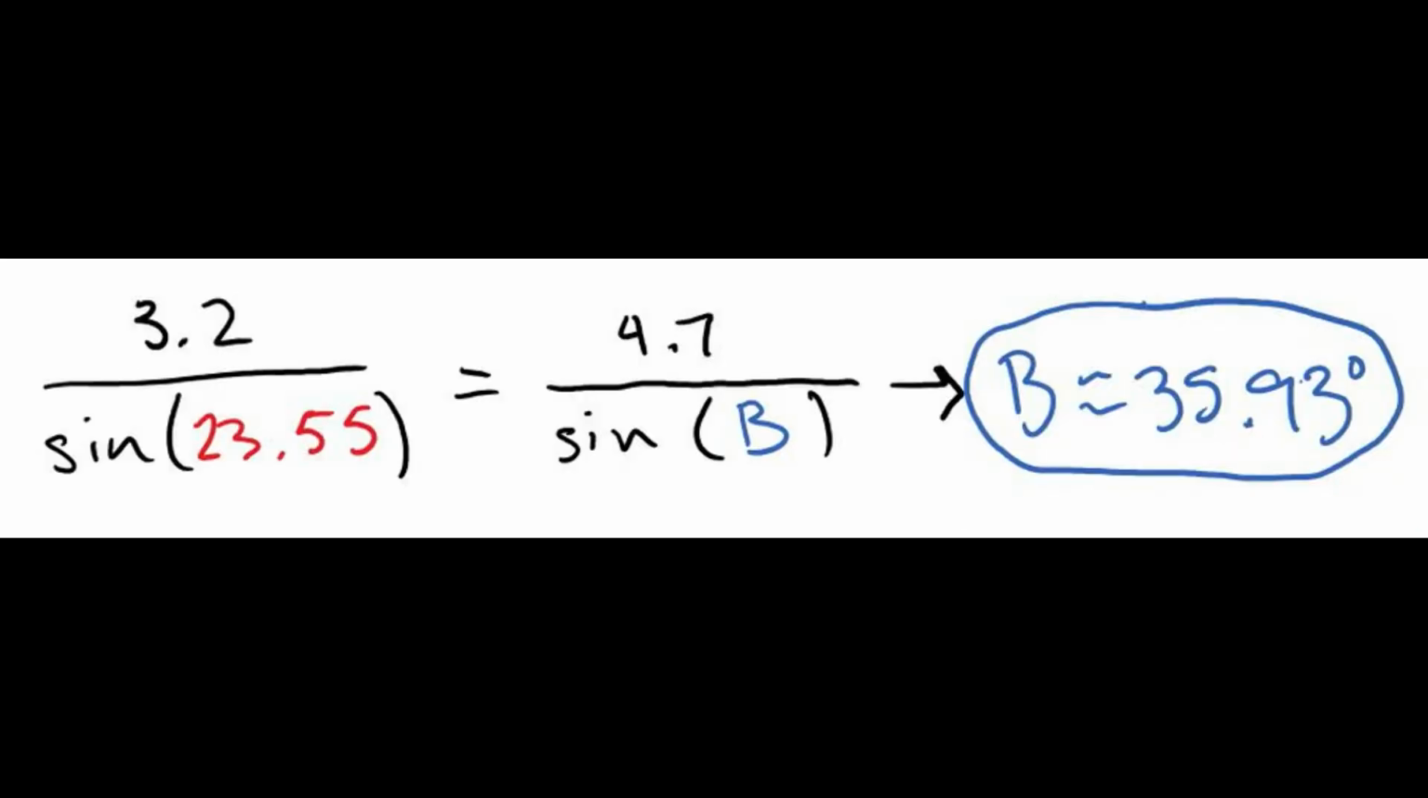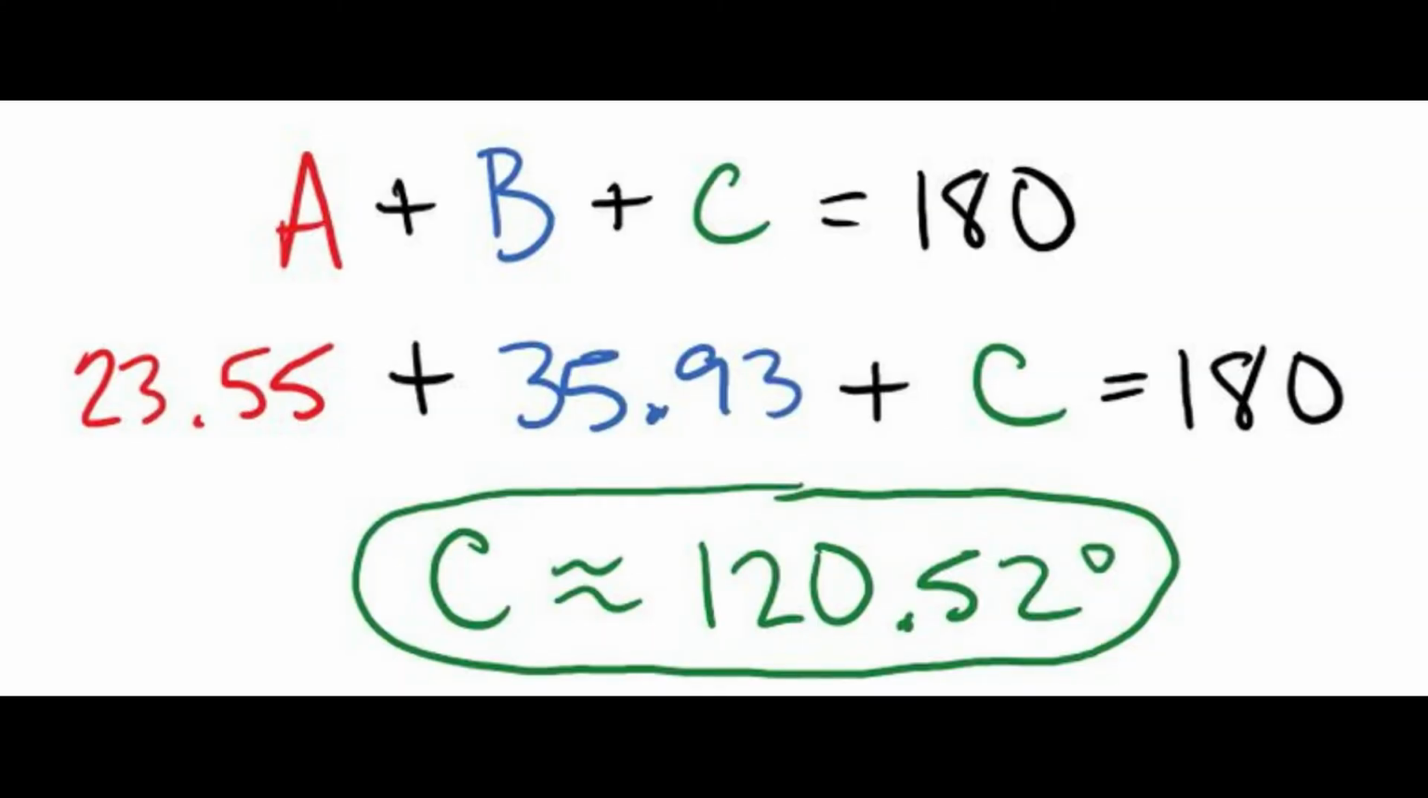We have this angle now, and so we have an angle and a side across from it, so we can start using law of sines. I solved the first one for angle B with this setup, and you get B equals 35.93 degrees. Once you have two angles, you can always solve for the third by subtracting them both from 180, and I end up with 120.52 degrees on that one.